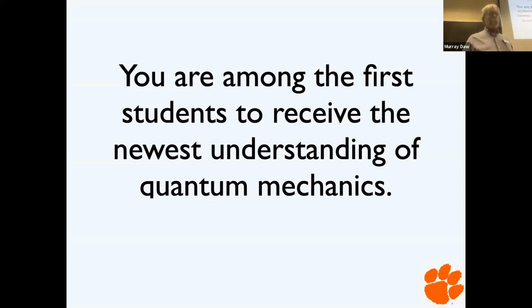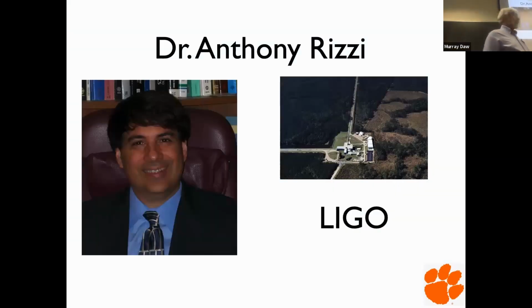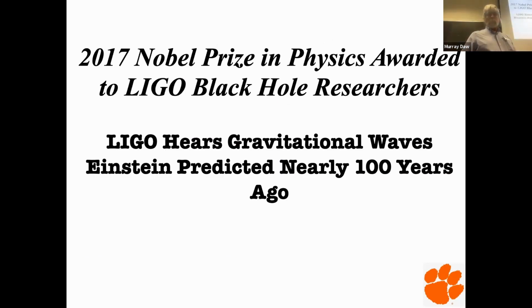You're going to be among the first students to receive this modern understanding of quantum mechanics. It was written by Dr. Anthony Rizzi, who was on the LIGO team. Do you know about LIGO? Gravitational waves are produced by black hole mergers or neutron star mergers, or a neutron star with a black hole, that kind of stuff. These were predicted by Einstein's general theory of relativity 100 years ago. And in 2016 or 2017, they were discovered, and the award went to the leaders of the team, the top 3 guys.